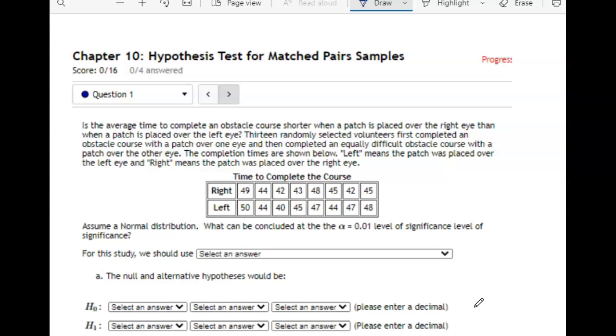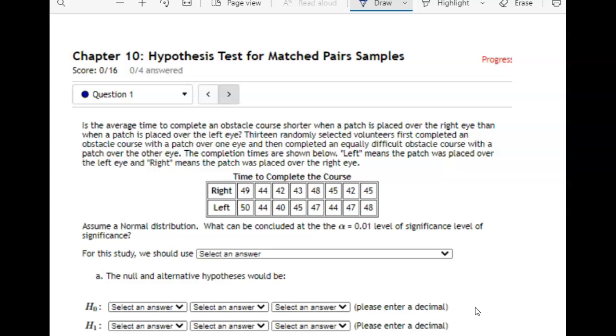Okay, so question 1 here: is the average time to complete an obstacle course shorter when a patch is placed over the right eye than when a patch is placed over the left eye? So 13 randomly selected volunteers first completed the obstacle course with the patch over the right eye, and then the same people, on an equally difficult course, with the patch over the other eye, and the completion times are shown below.